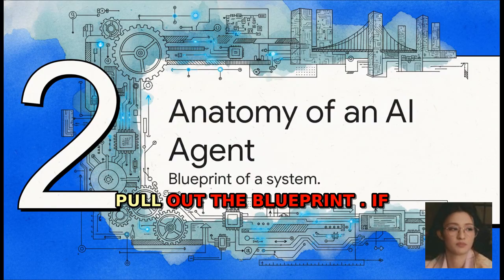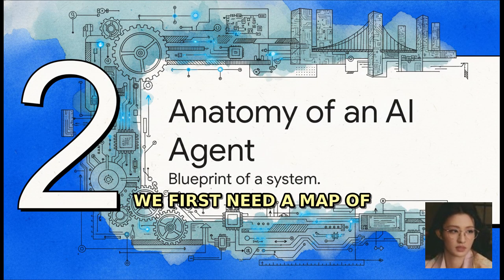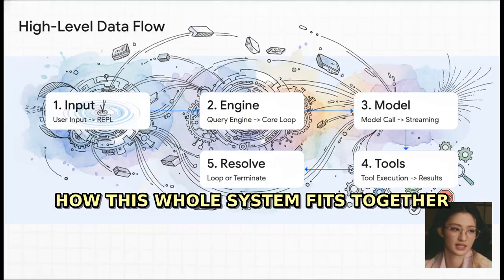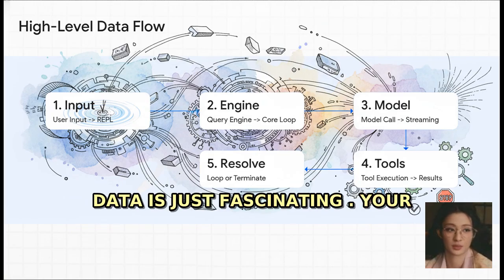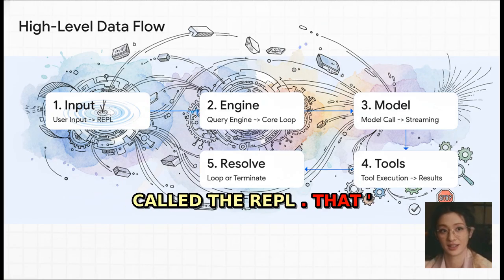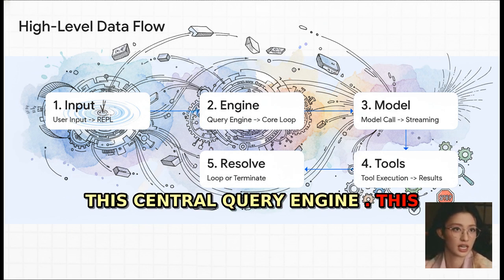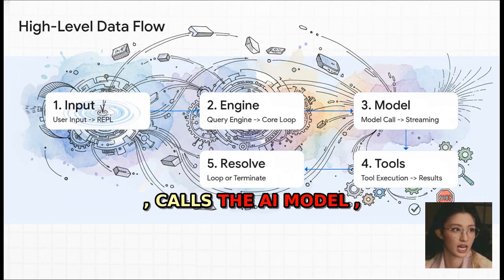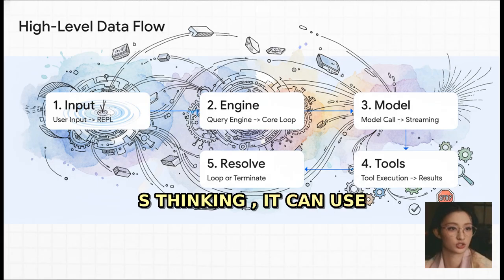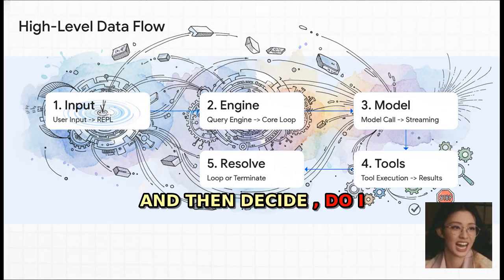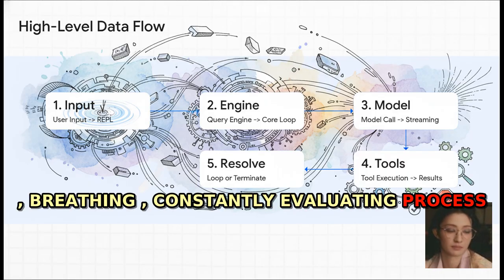All right, so let's pull out the blueprint. If we're going to understand all the engineering magic going on, we first need a map of how this whole system fits together. You know, at a high level, the flow of data is just fascinating. Your input first hits what's called the REPL. That's the interactive command line. From there, it goes to this central query engine. This engine kicks off a core loop, calls the AI model, and the model starts streaming back its thoughts. As it's thinking, it can use tools, get results back, and then decide, do I keep going or am I done? It's this living, breathing, constantly evaluating process.